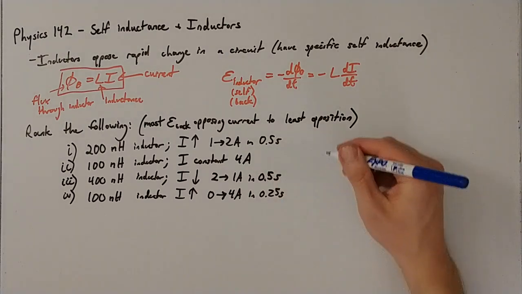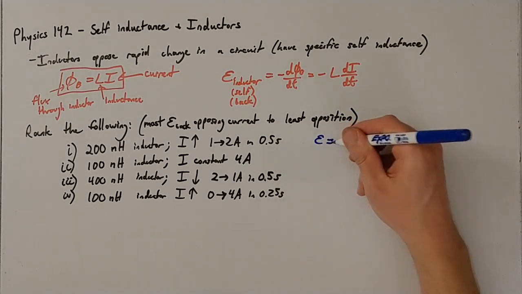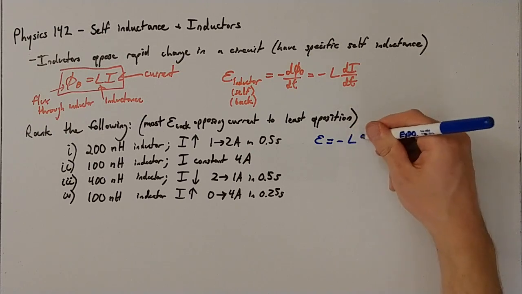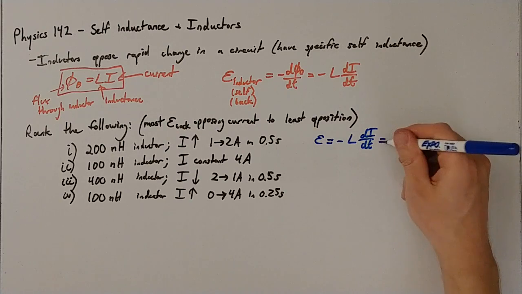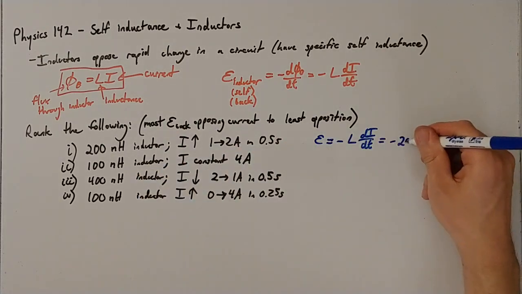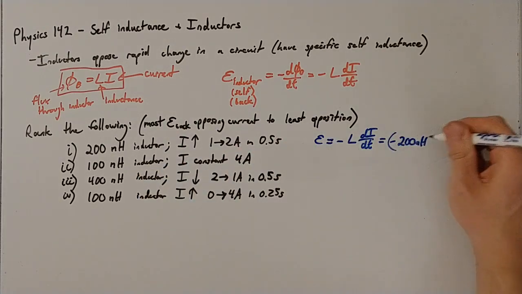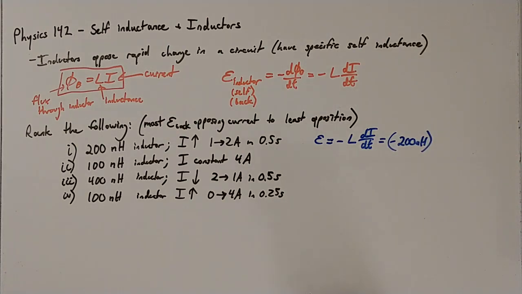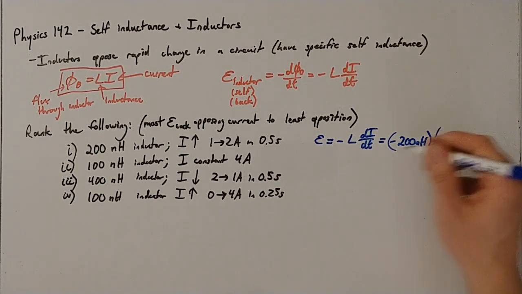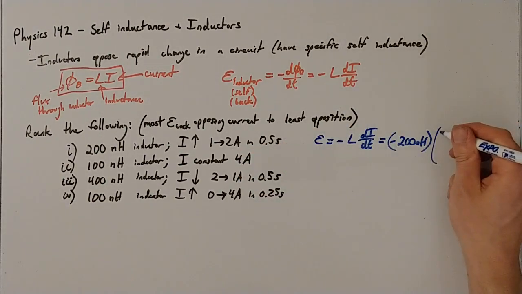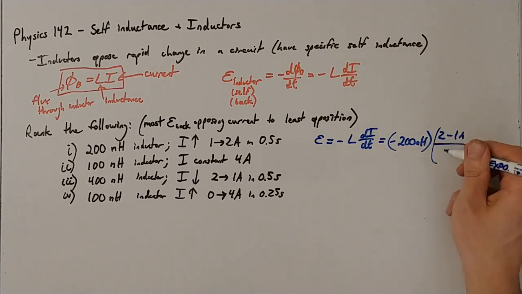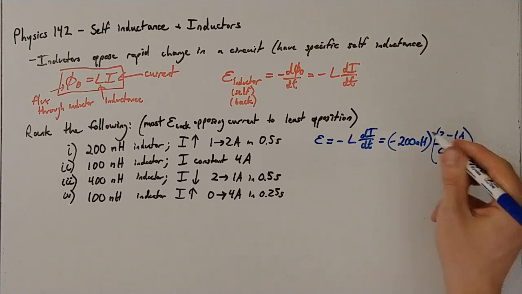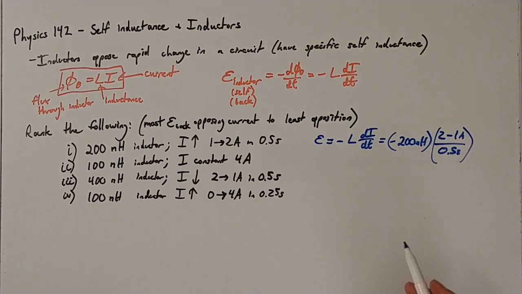We know that calculating the EMF is minus L times di/dt. In this first case, we do minus 200 nanohenries. And di/dt, how do we do that? It's just the change in current. The final current is 2 amps, and then we subtract 1 amp. And how long did that take? Half a second. So that's change in I over change in t.